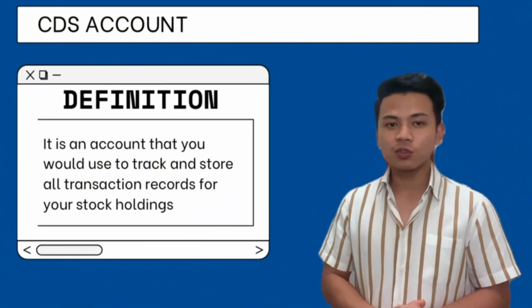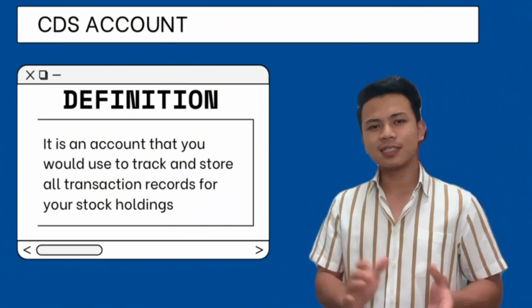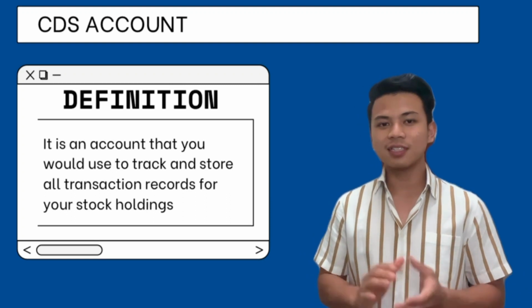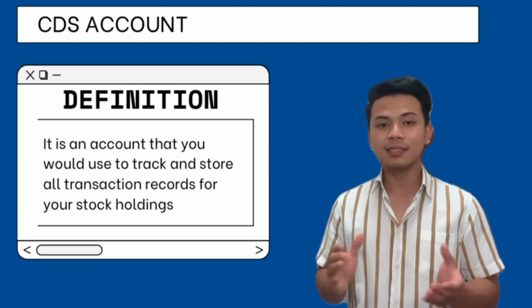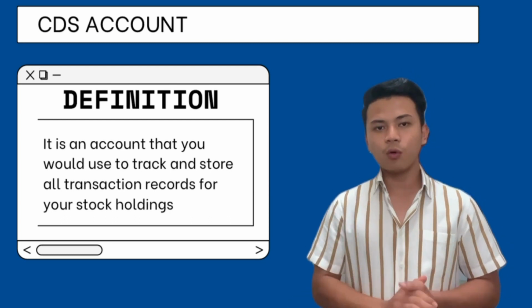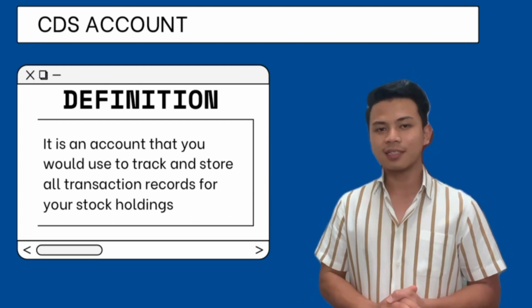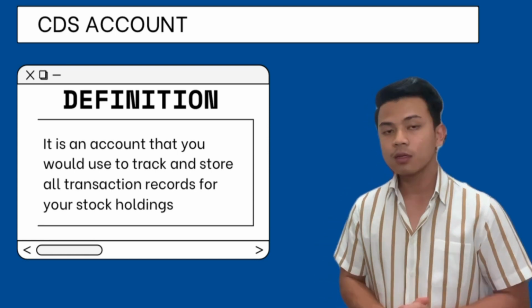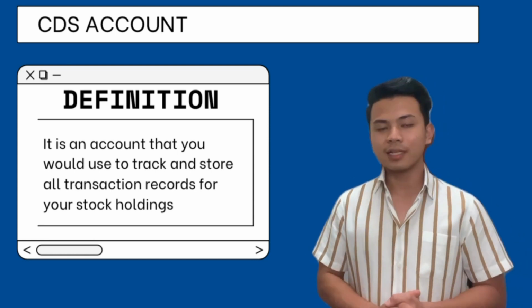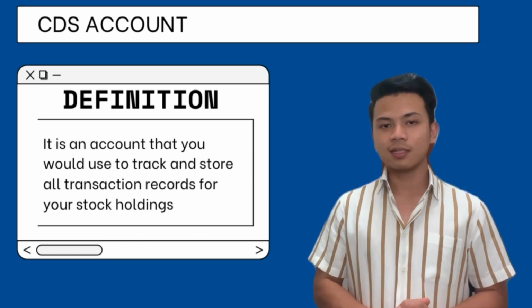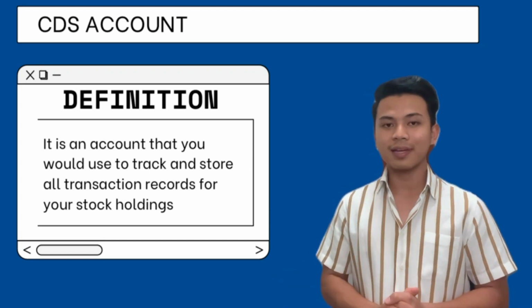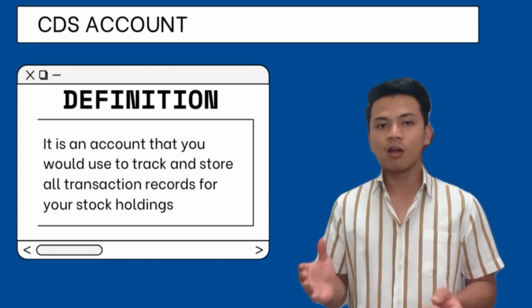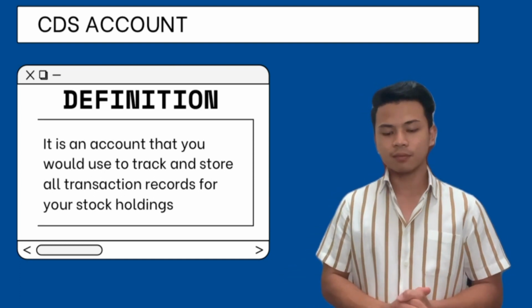Next, we move to the CDS account. The term Central Depository System is shortened as CDS. The Central Depository System is a system that is fully owned and operated by Bursa Malaysia Depository Sendirian Berhad, formerly known as Malaysian Central Depository Sendirian Berhad. It is an account that you will use to track and store all transaction records for your stock holding.